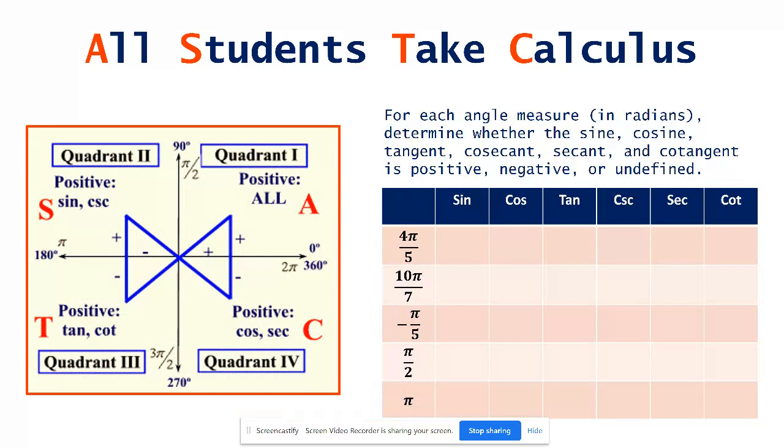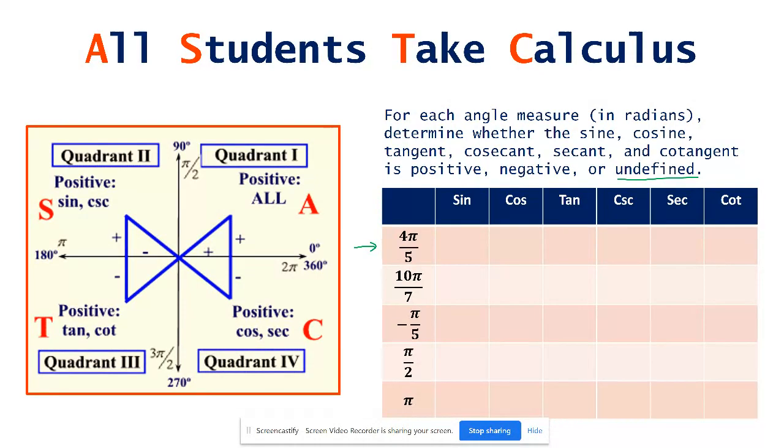So here we have a chart, and we have 5 angles, all measured in radians. We want to figure out if the sine, cosine, tangent, cosecant, secant, and cotangent are positive, negative, or, and this will come up in a couple special cases, undefined. So let's start looking at this. The first thing we have to do when we have an angle measurement in radians is figure out what quadrant it is in. Now, there's a couple different ways you can do that.